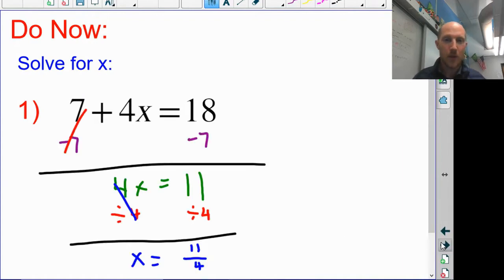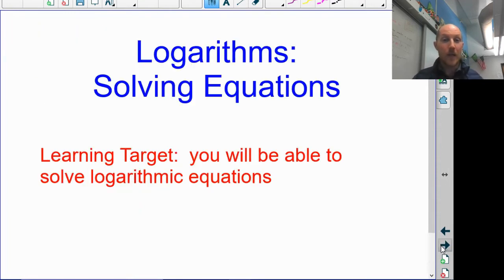Hey, well, that was really quick. So there's two steps in the algebra problem. Subtract 7, divide by 4. Leave your answer in fractional form or not. I left it as a fraction. You don't have to. We're looking at logarithms today.